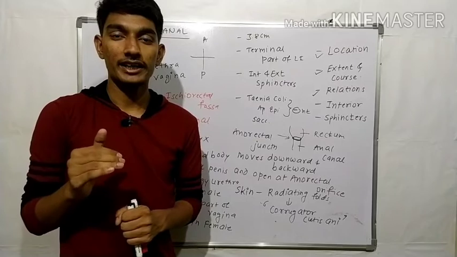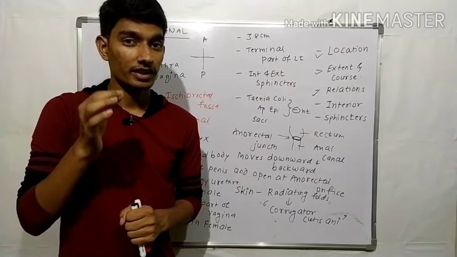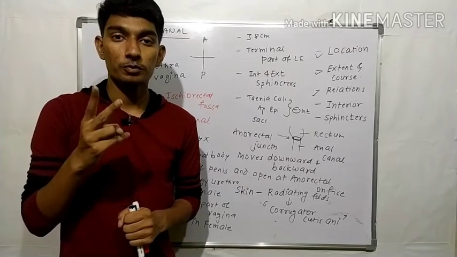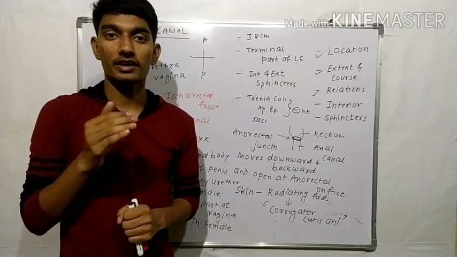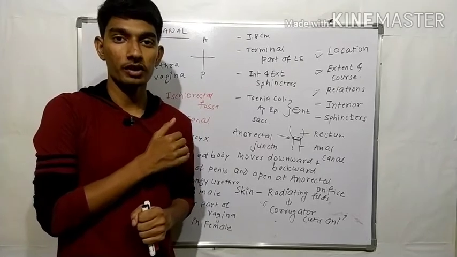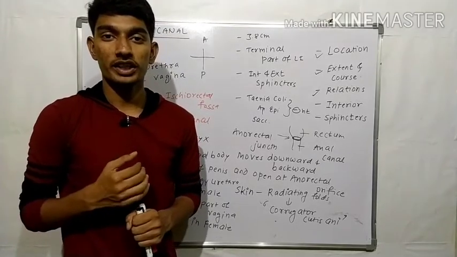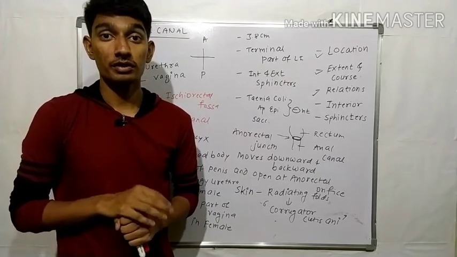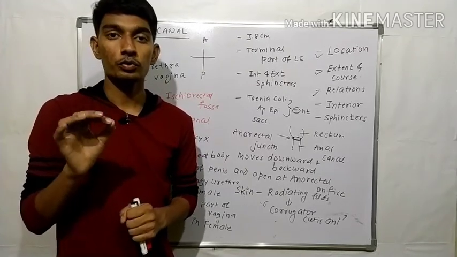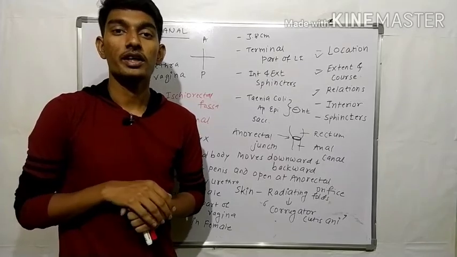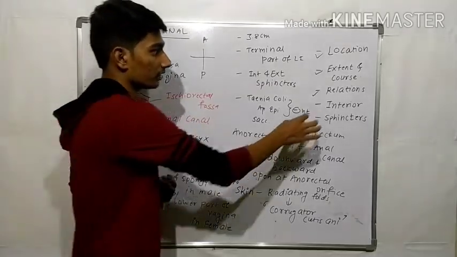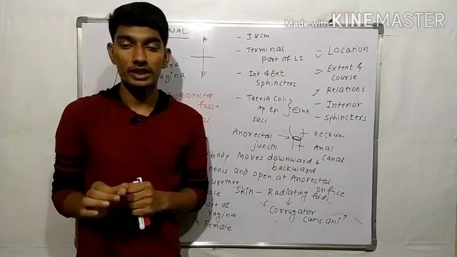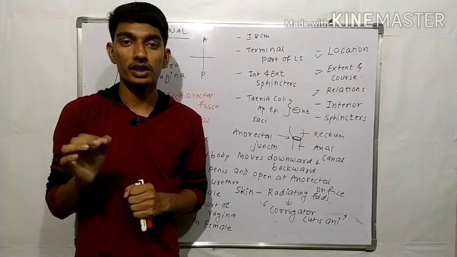The anterior relations of the anal canal are the perineal body, bulb of penis and spongy urethra in the case of male, and lower part of vagina in female; posteriorly the tip of coccyx and anococcygeal raphe; and laterally the ischiorectal fossae, which help the anal canal to expand during defecation. These are the relations. Now we will study the most important topic, that is the interior of the anal canal.